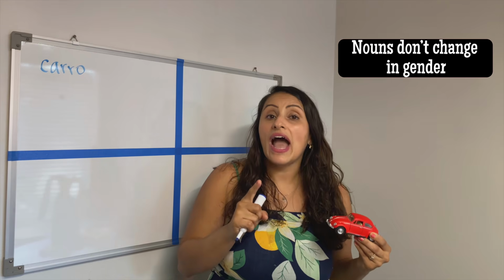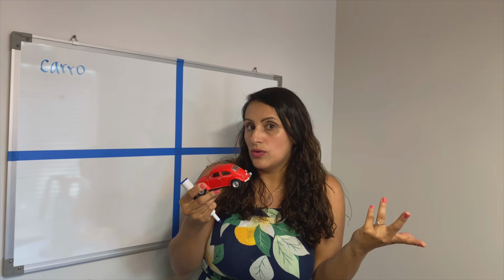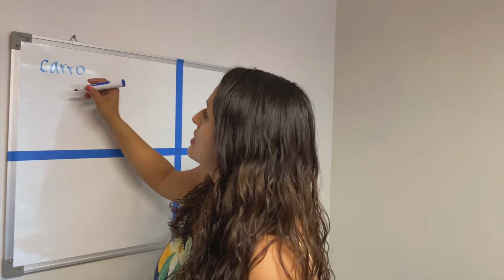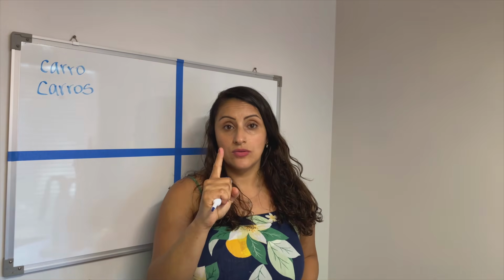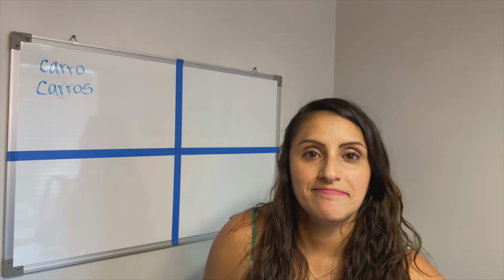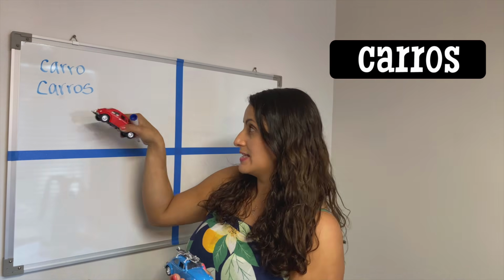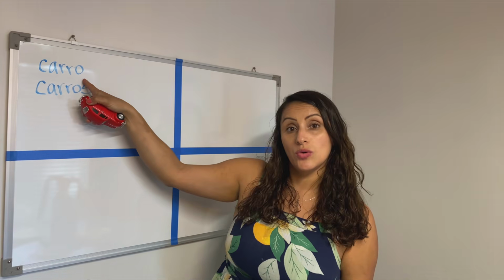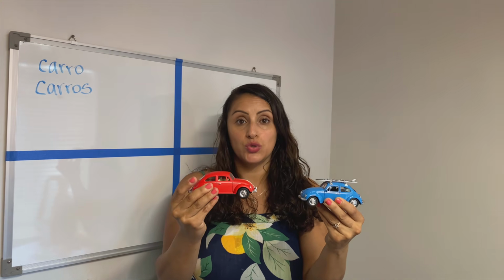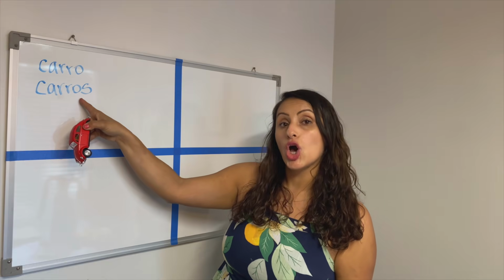But what we do have to worry about is what if we're talking about more than one carro? The same thing we kind of did with adjectives. We are going to go ahead and add an S. So instead of un carro, one car, we will have dos carros. Notice again how we added the S. So notice how we went from one carro, ends in an O, to dos carros. Dos meaning two. Dos carros, and it ends in OS.